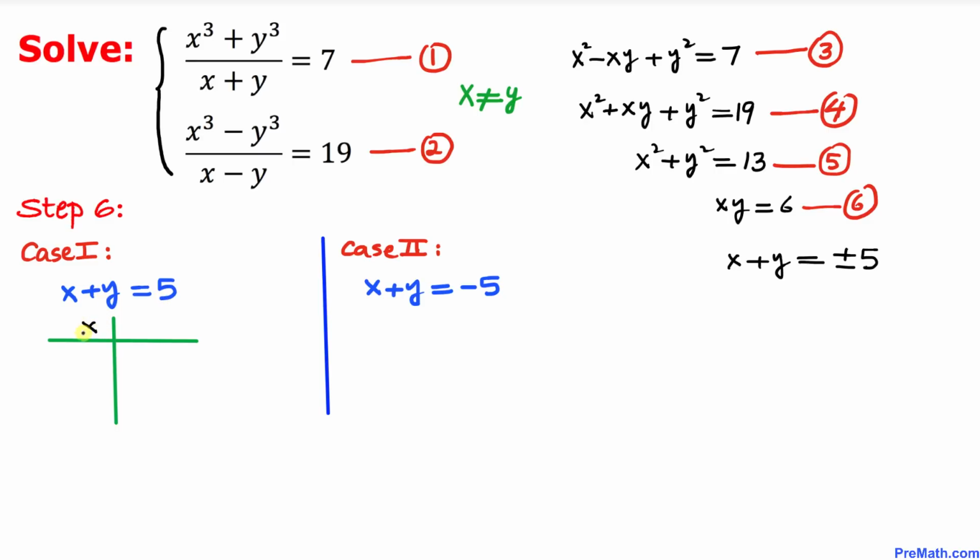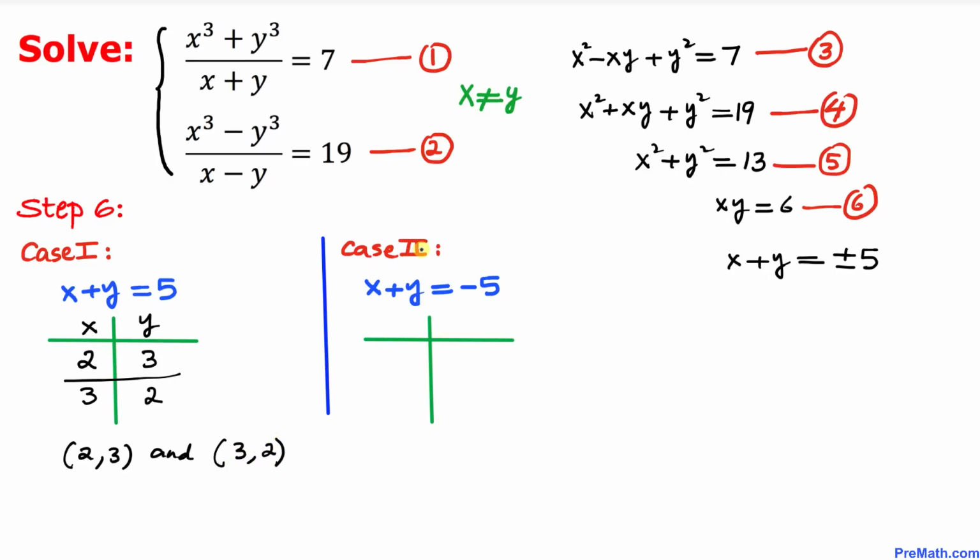I'm going to pick x and y values. Let me pick x equals 2. Then y value is going to be 3, isn't it? Now 2 plus 3 is going to give us 5. And 2 times 3 is going to give us 6. And likewise, we can pick x value as 3 and y value as 2. So thus our solutions for this case turn out to be 2, 3, and the other one is 3, 2.